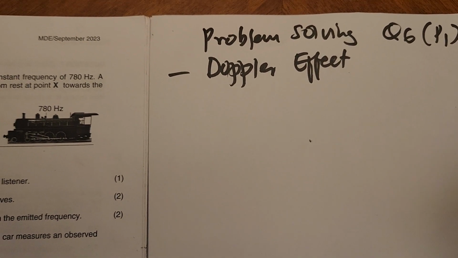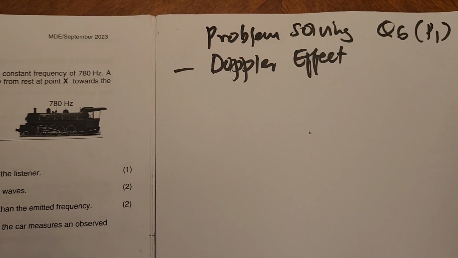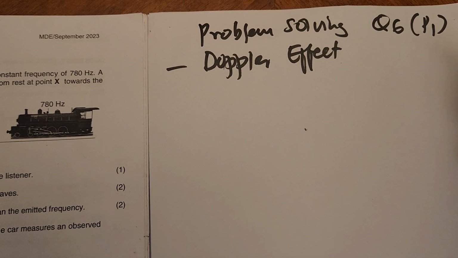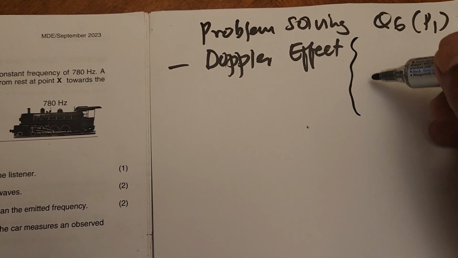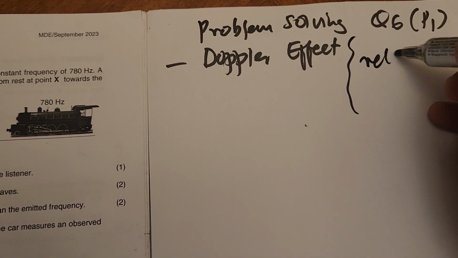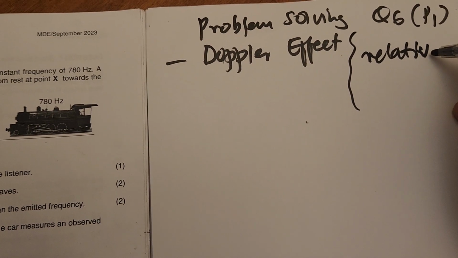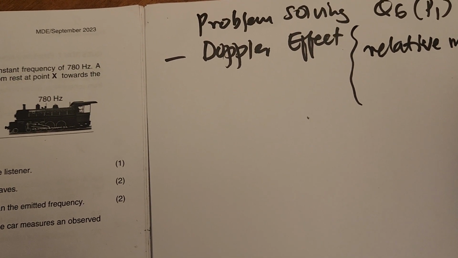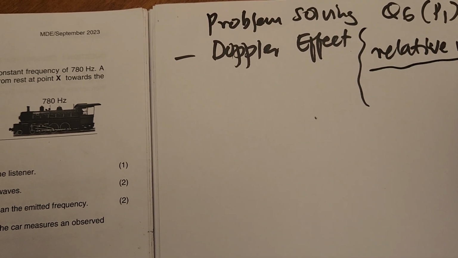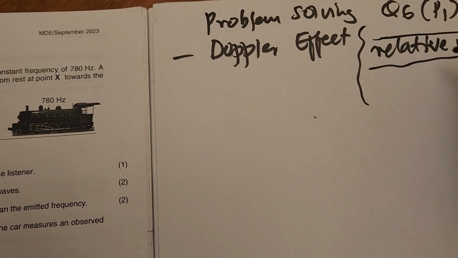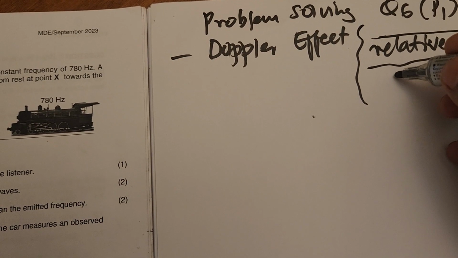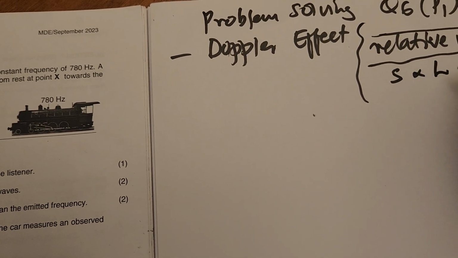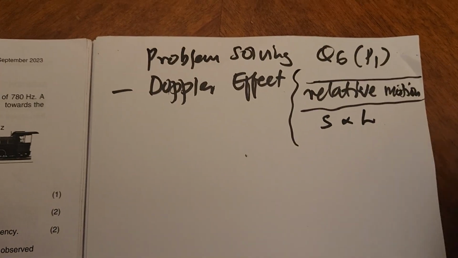Remember, in the Doppler effect, before you come to the question here in the question paper, one important requirement for Doppler is relative motion. Therefore, if there is no relative motion between the source of sound and the listener, then there is no Doppler.